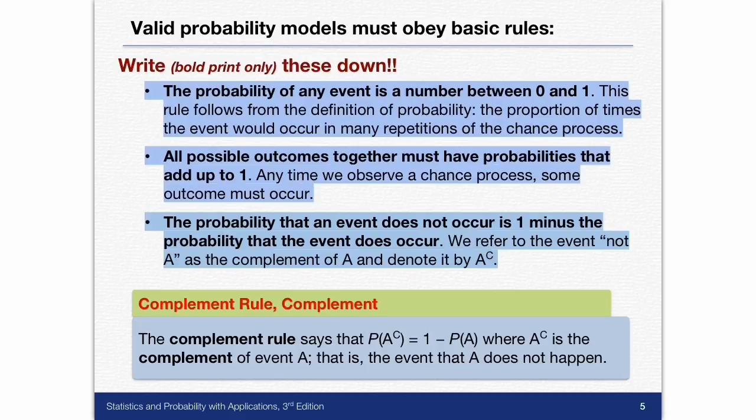The third rule: the probability that an event does not occur is 1 minus the probability that the event does occur. And we refer to the event as not A instead of not occur. We say not A. And this is called the complement of A, and we write it as A with a superscript of C. It means not A. So here it is in definition form. The complement rule says the probability of not getting A is 1 minus the probability of getting A, where A complement is the event that A does not happen. All right, we'll practice this, don't worry.